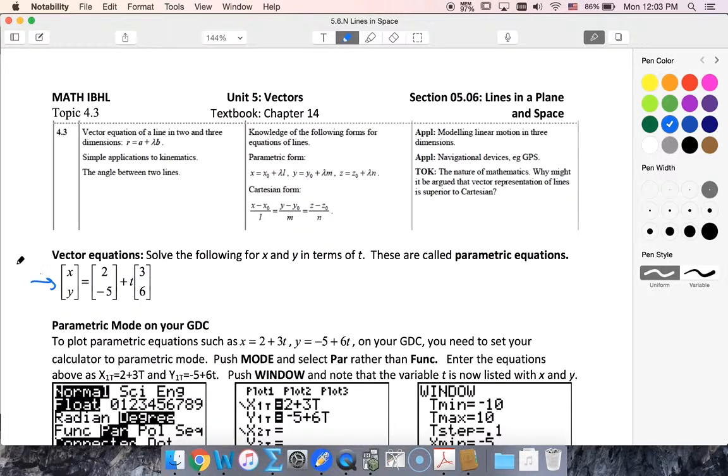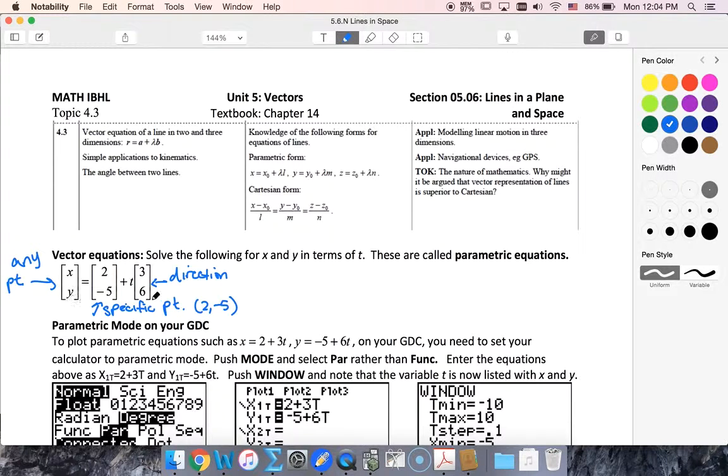Remember, this x, y here represents any point on the line. The 2, -5 represents a specific point on the line. So in this case, it represents the point (2, -5) on the line. And my 3, 6 gives me my direction. t is a parameter that could be any value.